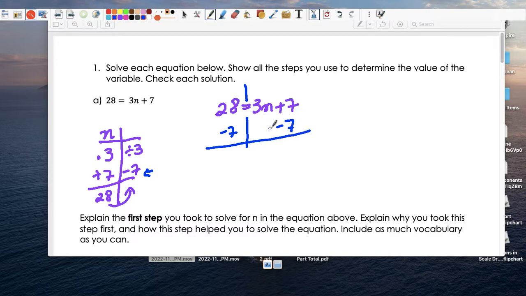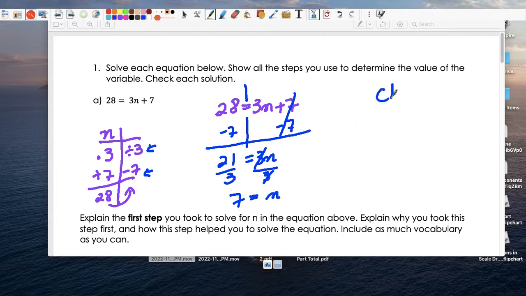If I remove 7, the equation's still in balance. Taking 7 away here gives me 0. What's left over on the right side is this 3n. And on the left side, 28 minus 7 is just 21. Step 2 says divide both sides by 3. Divide this side by 3, divide this side by 3. On the right side, 3 divided by 3 is 1, and 1 times n is just n, and then 21 divided by 3 on the left side is 7. So that's the number I started with.